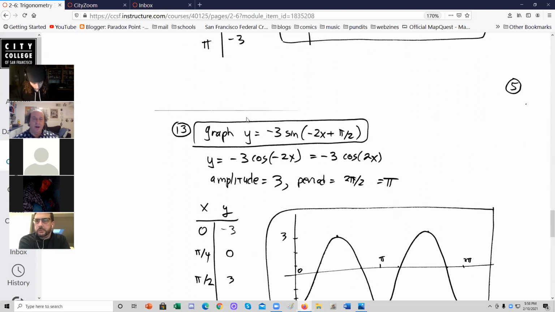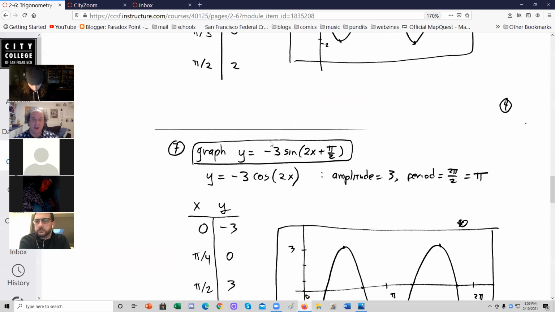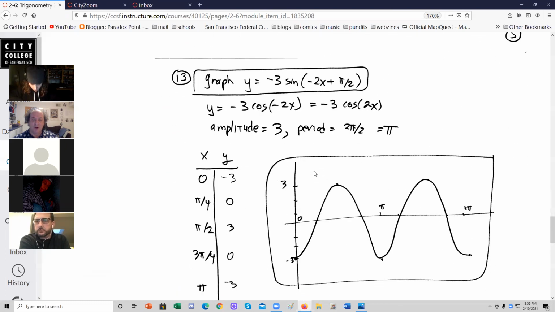All right. Here's graphing y equals -3 sine of -2x plus pi over 2. Now, sine of an angle plus pi over 2 is cosine of that angle. And cosine of a negative angle cancels it out because cosine is an even function. So you get -3 cosine 2x. Oh, and by golly, that's the same as this one here. So you get the exact same graph. -3 to 0 to pi over 2 by 3 to 0 to pi by -3, and continuing on the cycle.